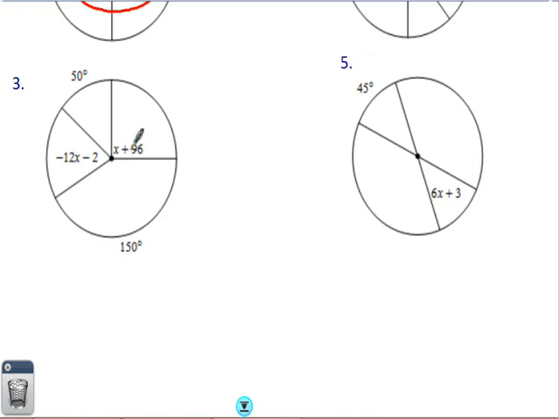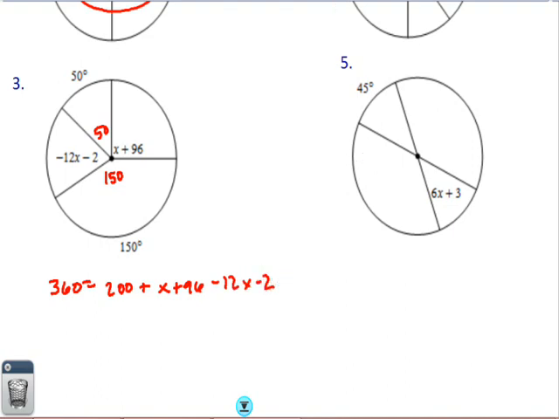Alright, let's take a look here. Here I'm given two arcs and I'm given two angles. Fortunately for me, I see the center of the circle and know that if that's 150 degrees, then so is that. And if that's 50, so is that. So I'm simply going to add these four up and set them equal to 360 because this is a circle. So 360 equals, I'm going to add those from the beginning, 200, save myself a little work, plus x plus 96 minus 12x minus 2.